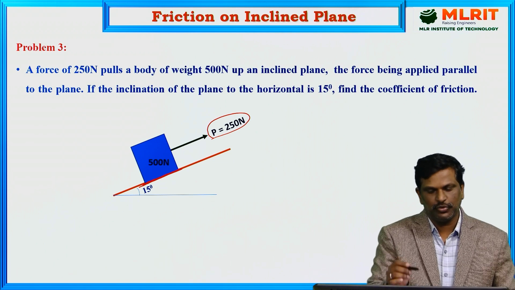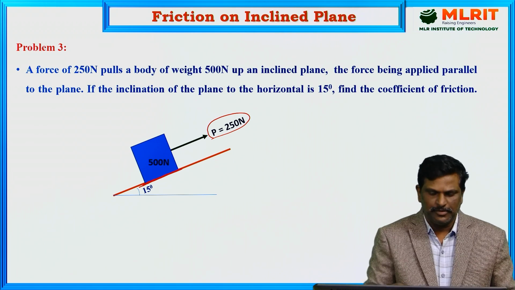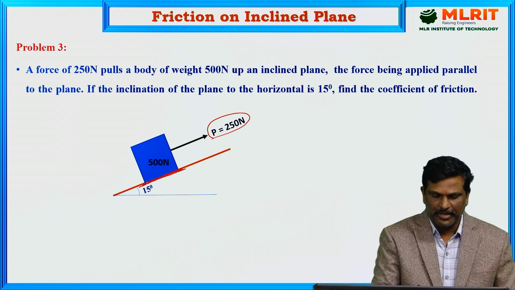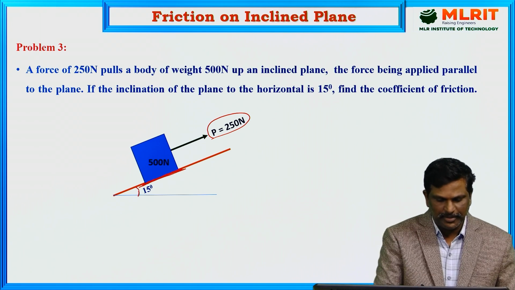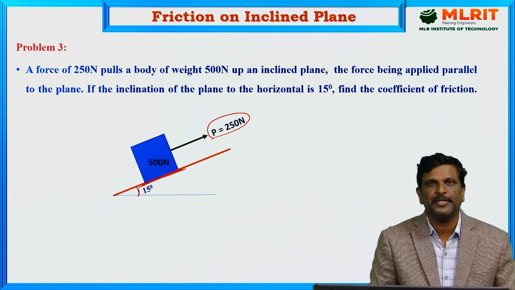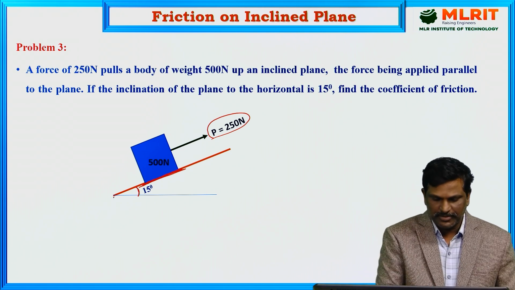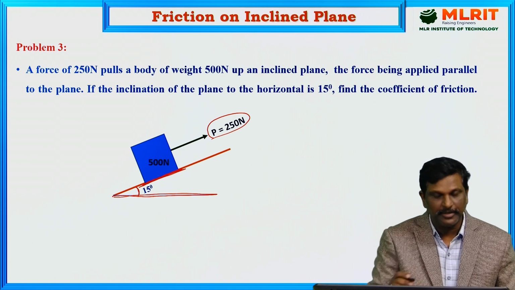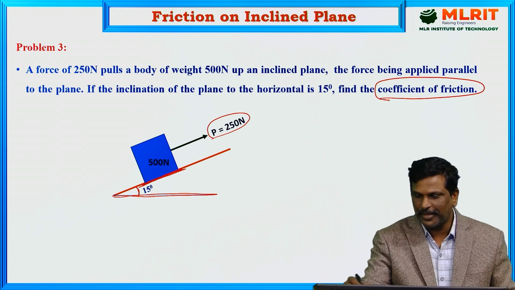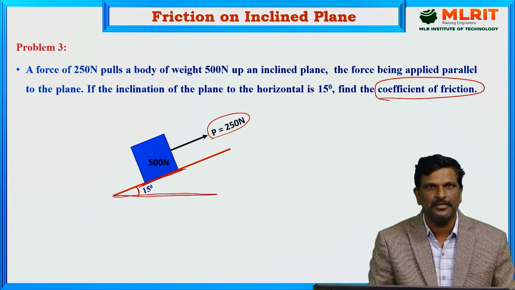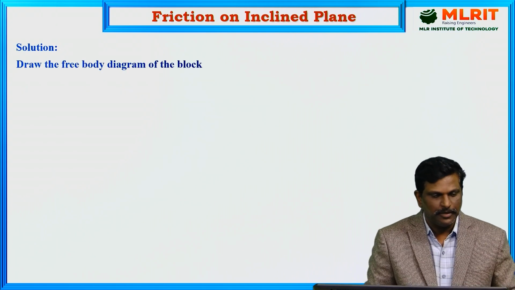Now it is trying to pull the body up. The body is resting on an inclined plane. The angle made by the inclined plane with respect to horizontal is 15 degrees. This is the data given, and the coefficient of friction between the plane and the body is to be found. Now come to the solution.